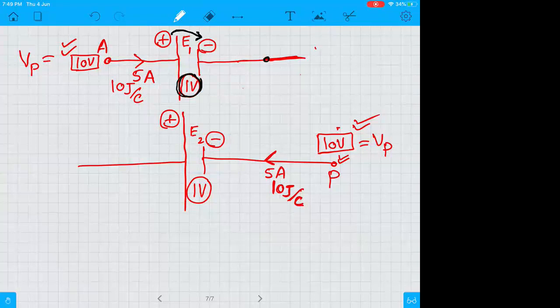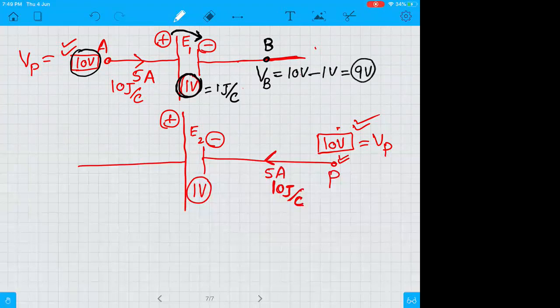And if you have a point B here, basically potential at point B would become VB is equal to, initially you see it was 10 volt. You're moving from high to low, positive to negative. The charge will lose energy. How much energy is lost? 1 joule per coulomb or 1 volt. So the remaining energy would become 10 volt minus 1 volt. So the answer would become 9 volt. So at point B, you will get 9 volts.